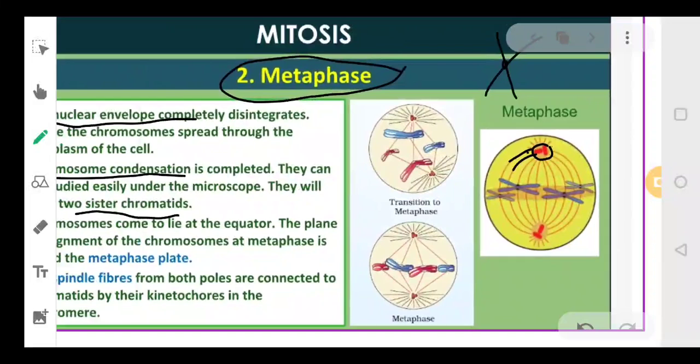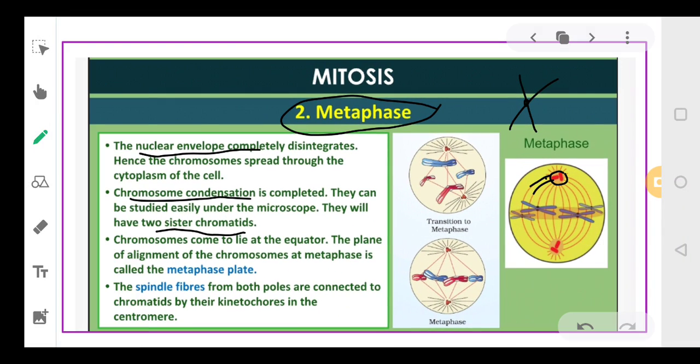They can be easily observed under the microscope, and you can say they are comprised of two chromatids which are attached with each other, and slowly and gradually these chromosomes will come to lie at the equator. धीरे धीरे सारे chromosomes जो है वो आकर equator पे lie करेंगे. They will start appearing at equator, right everyone? As you can see in this metaphase cell, all chromosomes will arrange themselves at the equator, right?